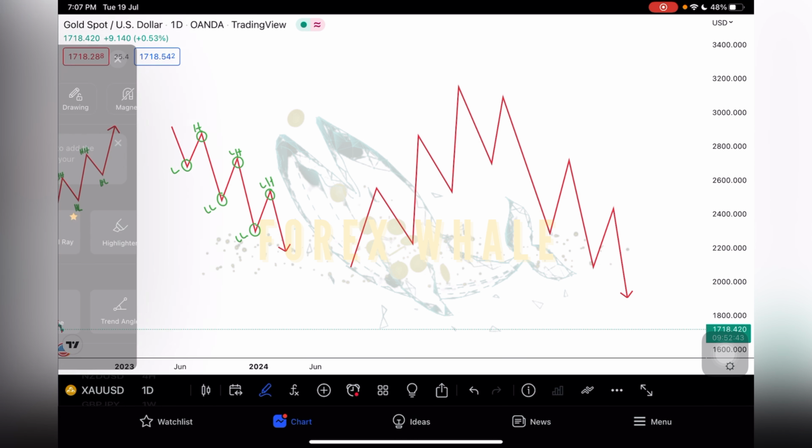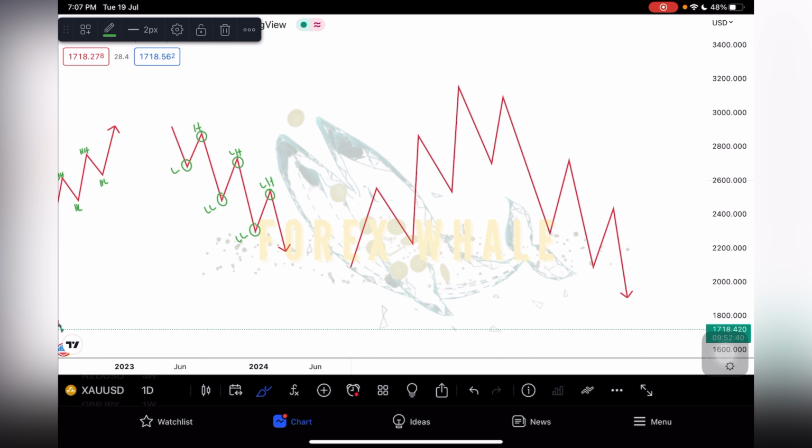Okay, so let's label this. This is your high, this is your low, this is your higher high, this is your higher low, higher high, higher low. Okay, and then you have all this lower high, lower low, lower low, and then you have your lower high. Okay, I know it's going to be very confusing for some people.